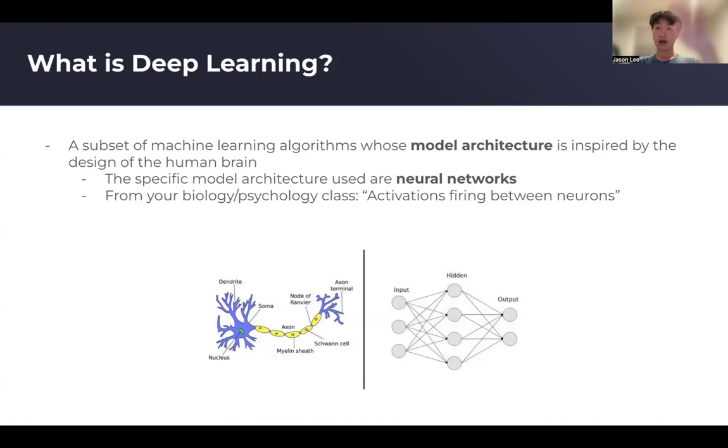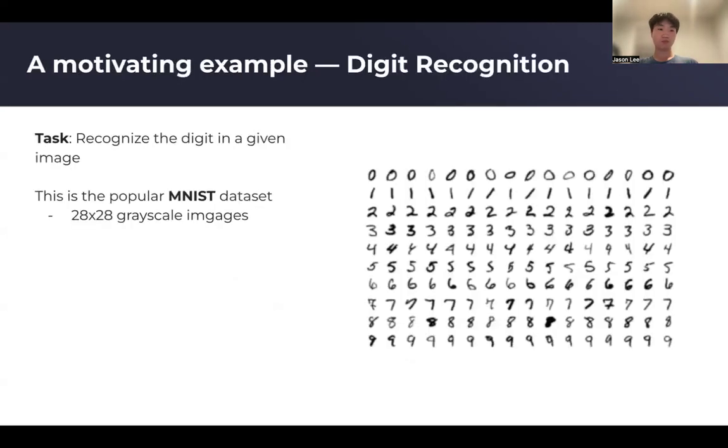And if you took a biology or psychology class, you might know that the brain is a huge network of neurons that are connected to each other. And between any two neurons, there's going to be a connection where you basically fire activations at them. And the design of a neural network is inspired off of this, right? We also have neurons within a neural network that are connected to each other that pass information. So, hence the name neural networks.